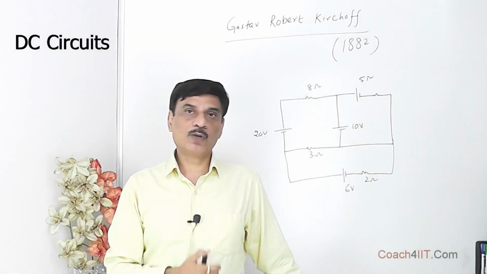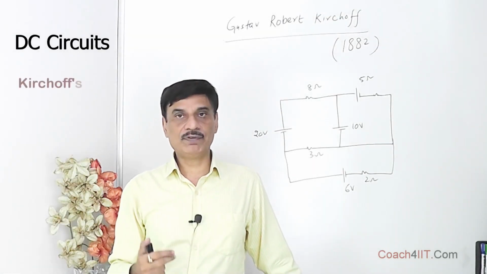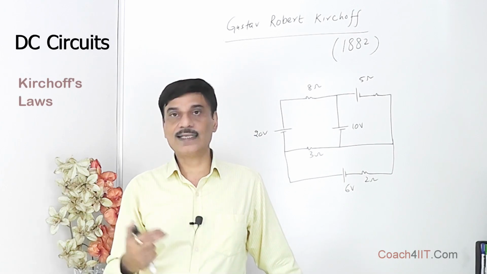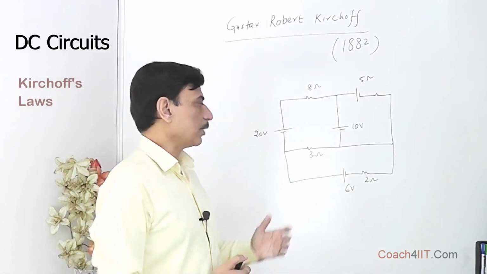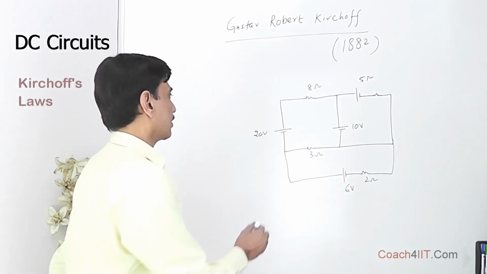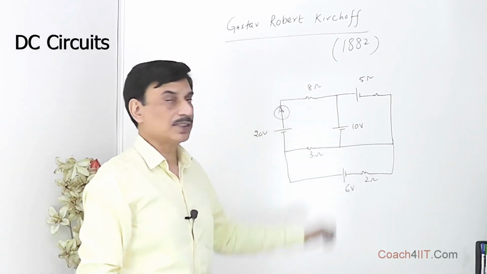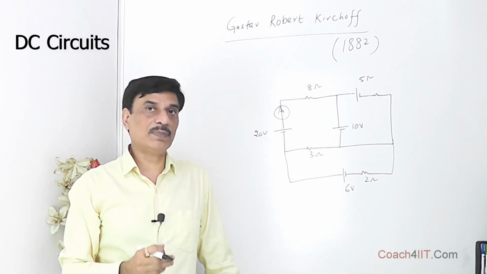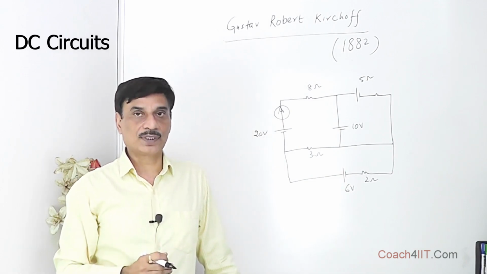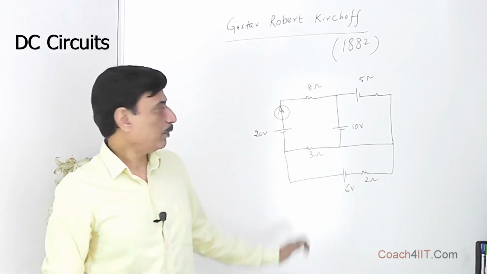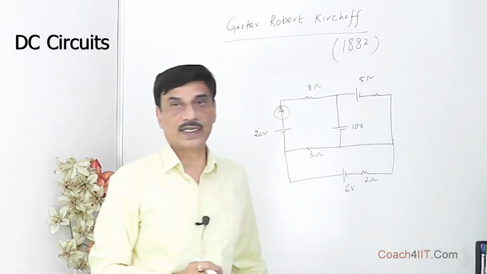Networks may not be so simple. In simple cases, we directly use V is equal to IR and get the answer. We could also have an arrangement like this, where if someone asks what is the current in this circuit, that is, what is the ammeter reading and in which direction the current will be flowing, things may become slightly difficult to find out.